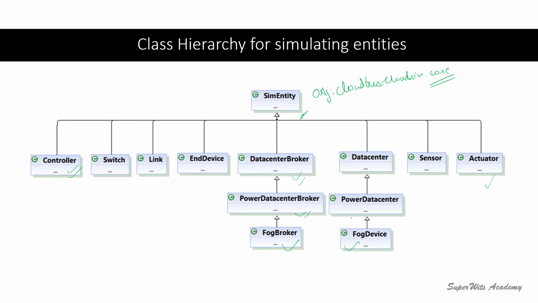And the same for the FogDevice: it is extending the PowerDatacenter and the Datacenter, and then it is going to extend the SimEntity. So overall, this means that this FogDevice is going to inherit the properties of the complete hierarchy. So it is going to work as a data center within this system, as per this hierarchy. It's a full-fledged independent device which has compute, storage, network, all those things associated with this entity.